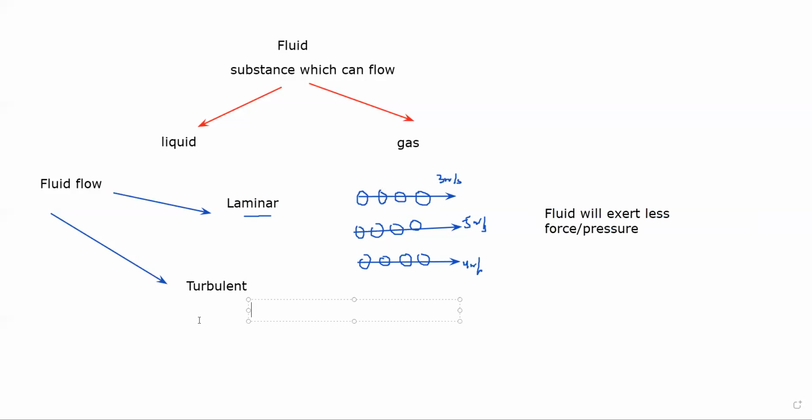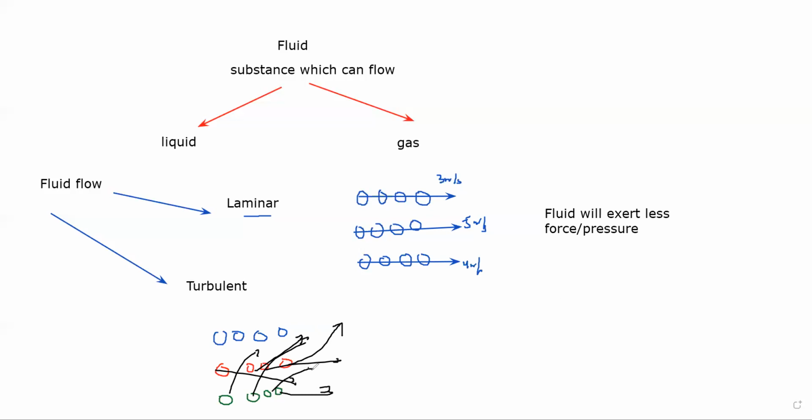And what is a turbulent flow? Random movement of the particles, where groups of particles are not following each other. For example, this is one group of particles, this is another group of particles, and even within the group, the particles have different speeds. So this particle, for example, moves towards the right, this moves upward, then this moves down. So they are not moving in a specific direction.